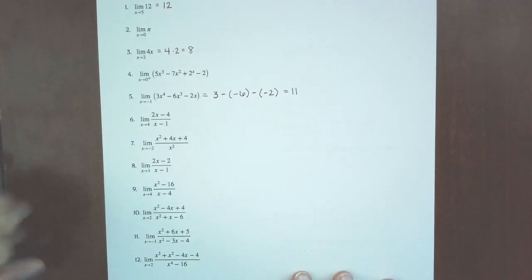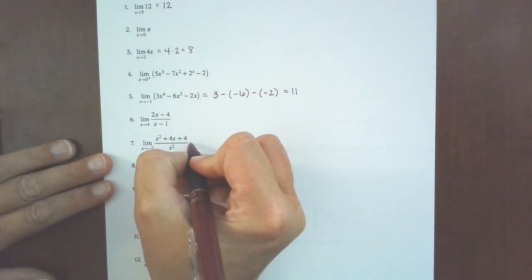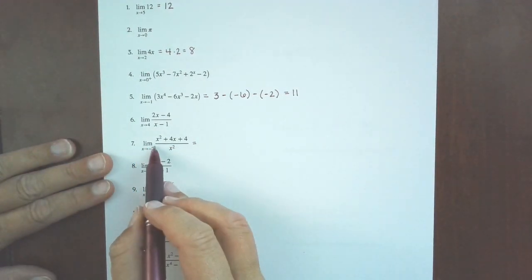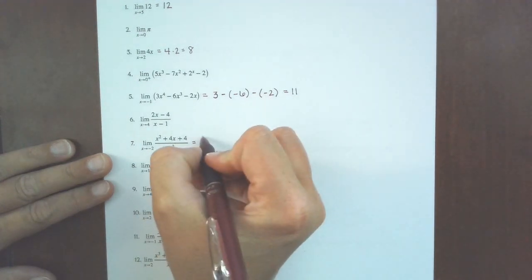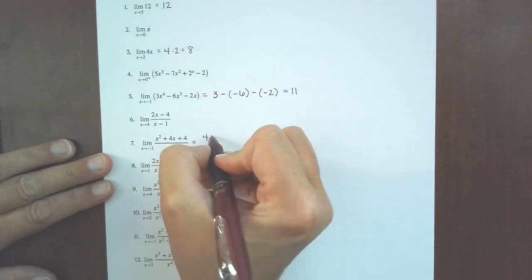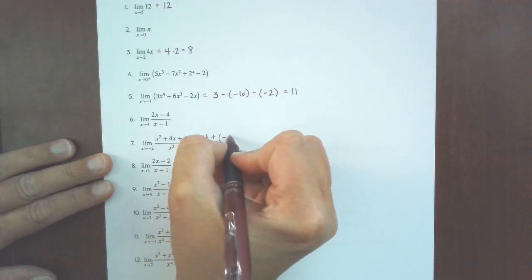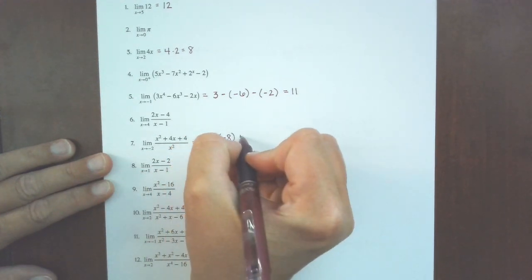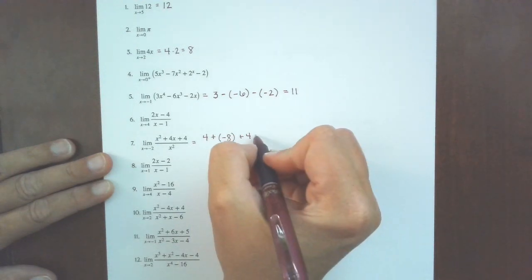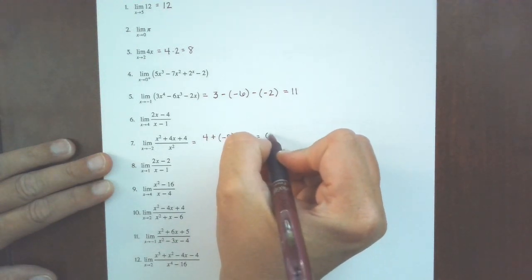Okay, getting maybe a little trickier with number 7, but the first thing I would always try still is let's plug in that negative 2. So if I plug in the negative 2 on the top, negative 2 squared is 4, plus, let's see, negative 2 times 4 is negative 8, and then plus another 4. Okay, so I'm seeing a 0 coming out on top here.